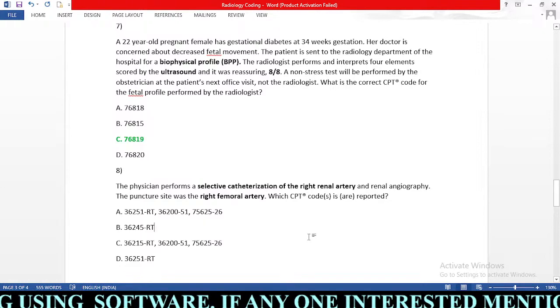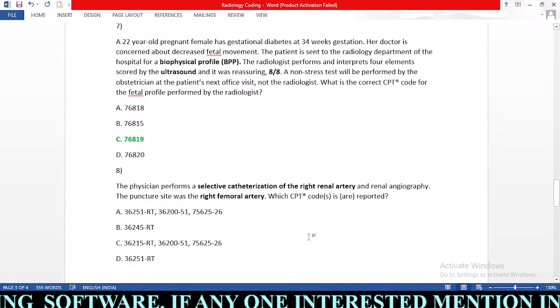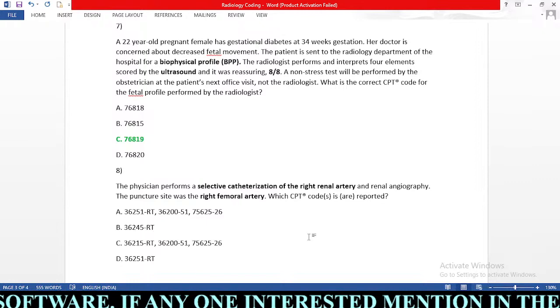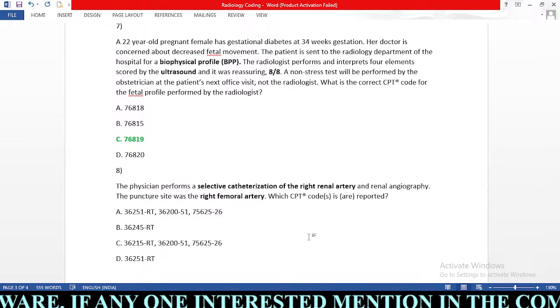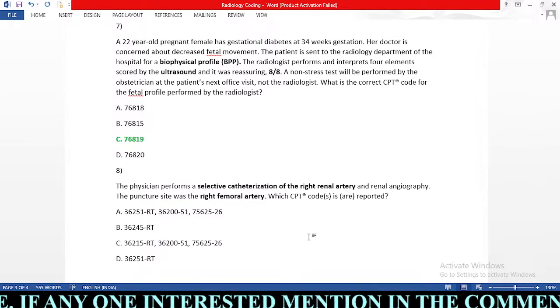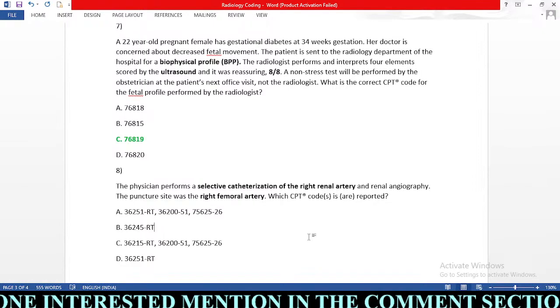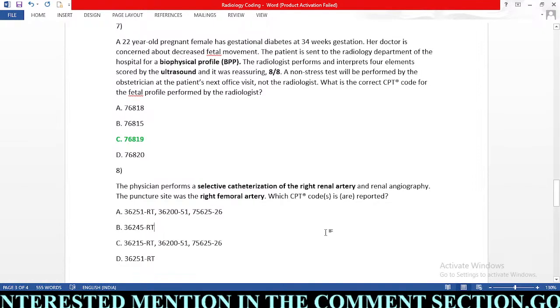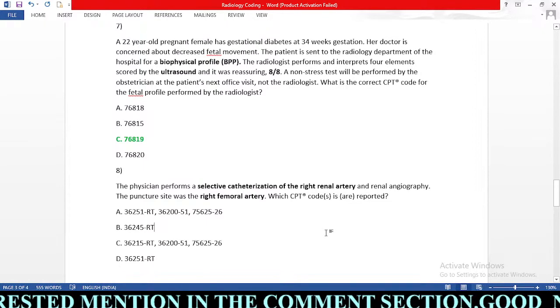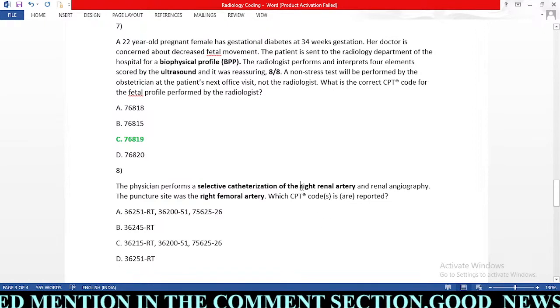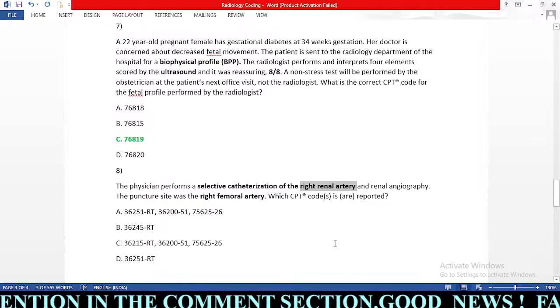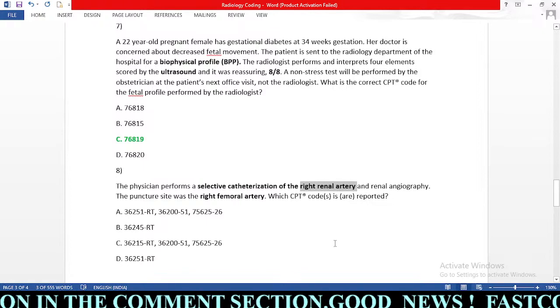So we will check the codes one by one. We will first check 36215. Selective catheter placement, arterial system, each first order thoracic or brachiocephalic branch. But based on our scenario, the physician has performed catheterization on the renal artery. So we will eliminate 36215 here.